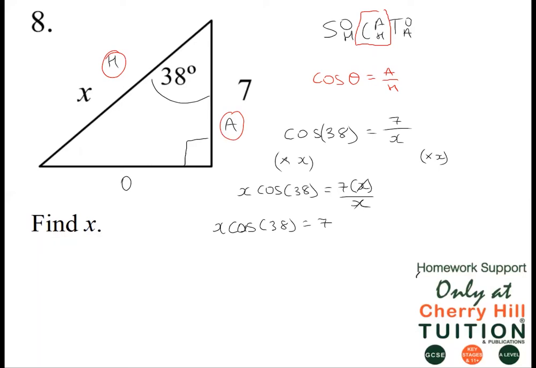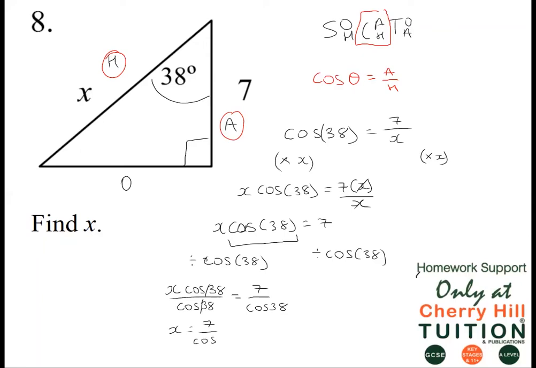The only thing stopping the x from being on its own is this cos 38. So what we need to do is divide both sides by cos 38, leaving us with x cos of 38 over cos of 38 is equal to 7 over cos of 38. The cos 38's cancel out on the left-hand side, leaving us with x is equal to 7 over cos of 38. And now we just need to plug this into our calculators to check what the value of 7 over cos of 38 is. This should give you x is equal to 8.88. Okay? So try this question again on your own to check if you get the right answer.